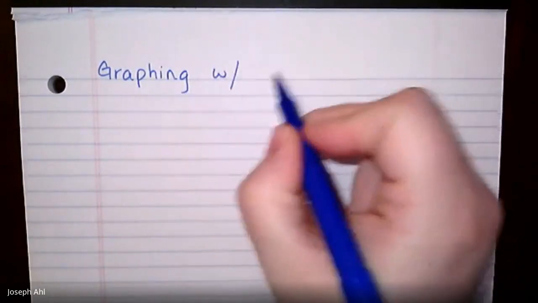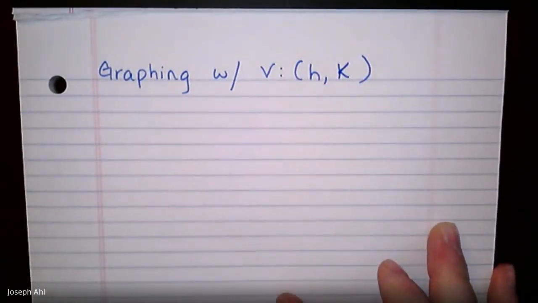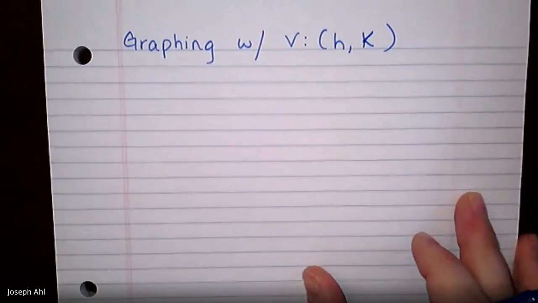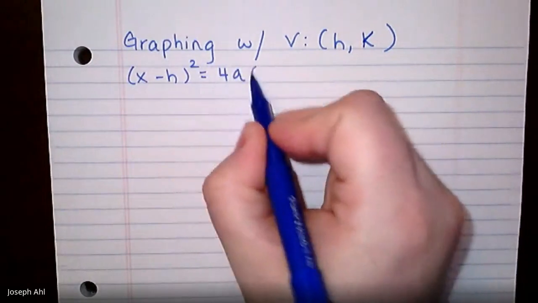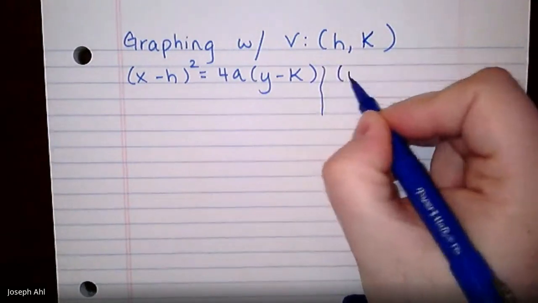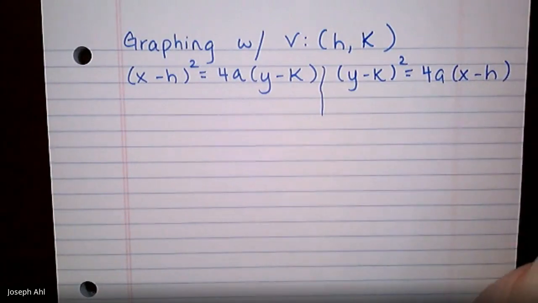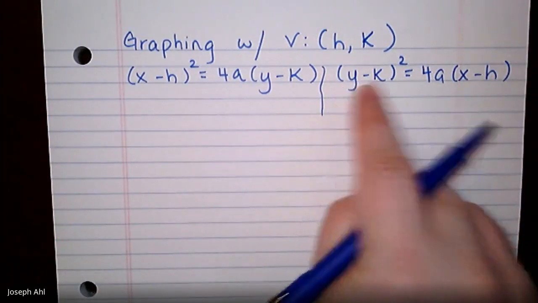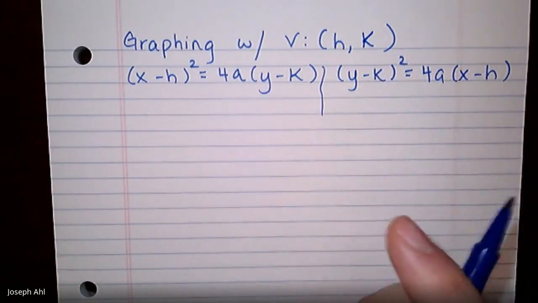So let's start talking about graphing with a vertex at (h, k). Okay, so if the vertex is somewhere else and not the origin, the two new standard forms will be (x minus h) squared equals 4a times (y minus k), and the other standard form would be (y minus k) squared equals 4a times (x minus h). Notice how the k always stays with y and the h always stays with x.